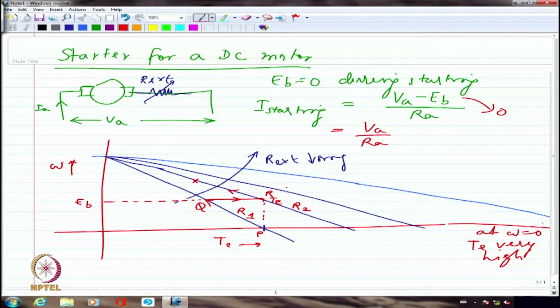So from here, say from R it has reached S. From S, if I cut off the resistance at this point, it will go to the point T. And from T again it will start traveling further and further towards higher speed, provided I again have the load torque to be smaller, and maybe at this point where it has reached U, from U I am going to again switch over to this regular characteristic with no external resistance at all.